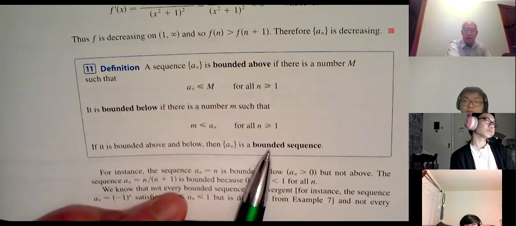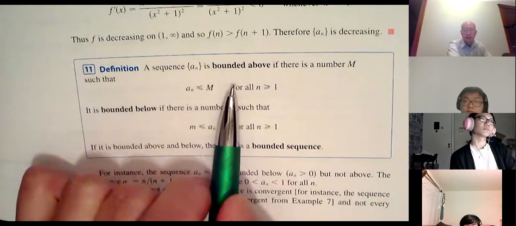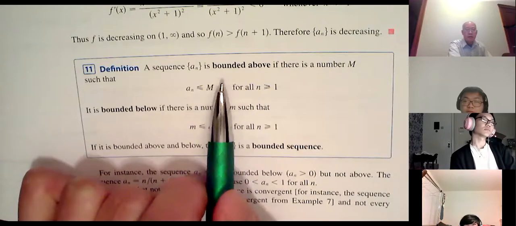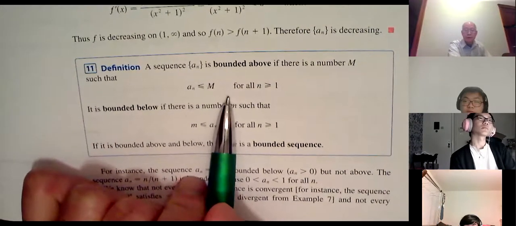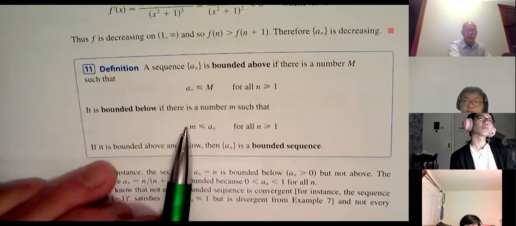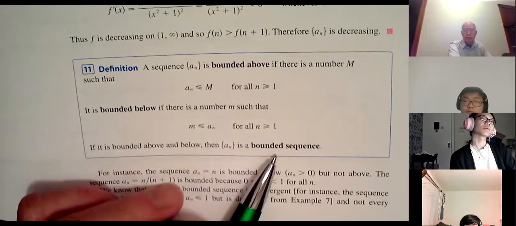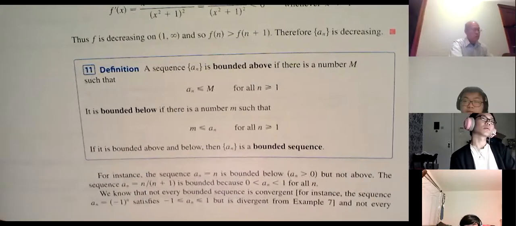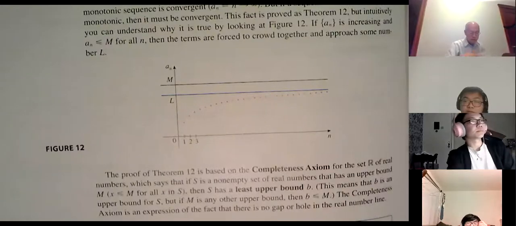And we'll see examples of all of these things. So bounded above, let's say all the terms are less than or equal to 10. Bounded below, all the terms are greater than or equal to, say, 0. And if both are true, then we just say it's bounded, period. All right, so that's that, and we're ready to start some of the problems.